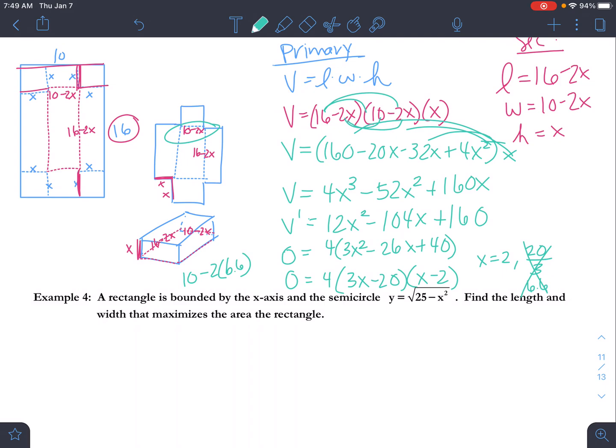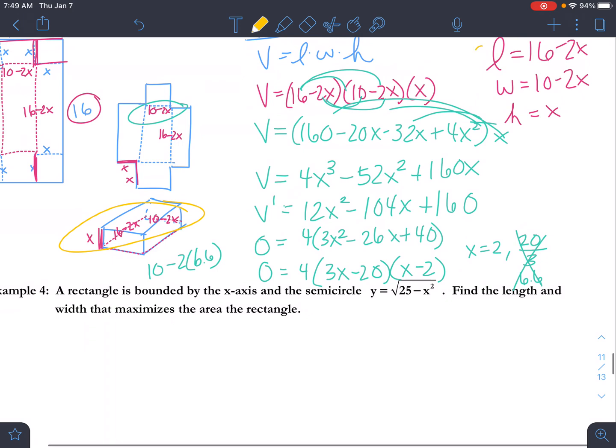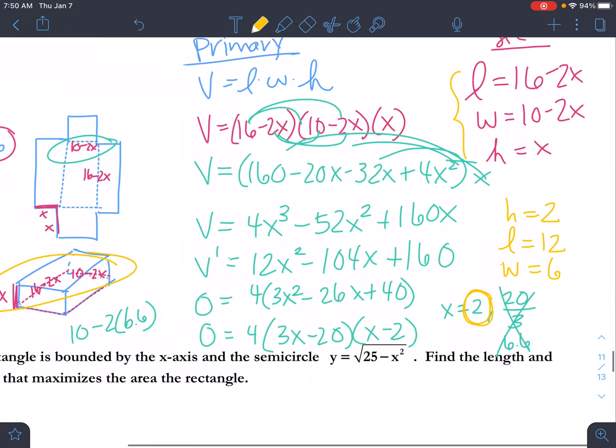All right, so to finish up here, you're just going to write the dimensions. That's what it was asking for. Find the dimensions with the largest volume, aka plug into right here in this picture. And you can use your little secondaries right here. So if we plug in 2 as our final x value here, the height is 2. Again, I said length was 16 minus 2x. I think you could interchange those. Length and width you could interchange. Length would be 16 minus 2 times 2, which is 12. And width, 10 minus 2 times 2, which is 6. Okay, and I believe this was in inches, so I could write that down.